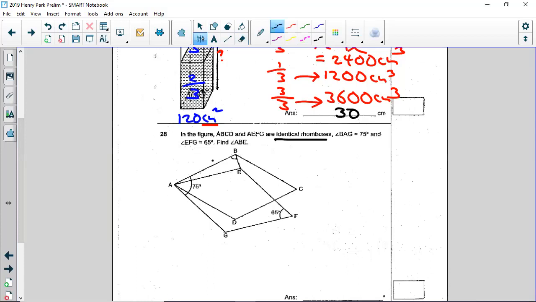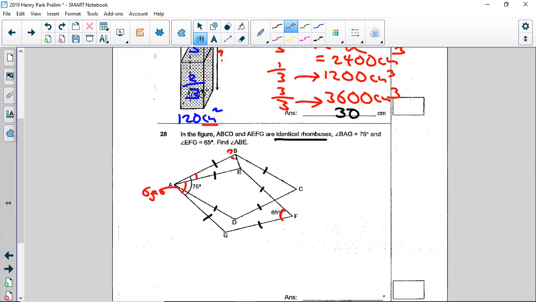So let's mark out the sides. All the sides of the rhombus are equal, and the other rhombus is also identical. Now can you see the isosceles triangle? There is an isosceles triangle already. So you have to mark out the sides. Then how to get the question mark, angle ABE? Where is your ABE? This one. What do you know about rhombus? Opposite angles are the same, 65 degrees. And what is this angle here?